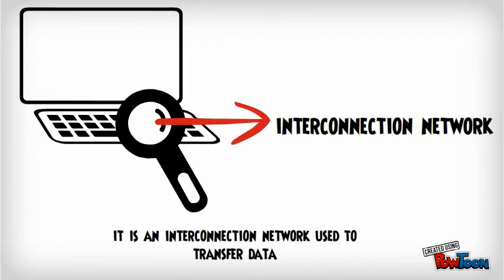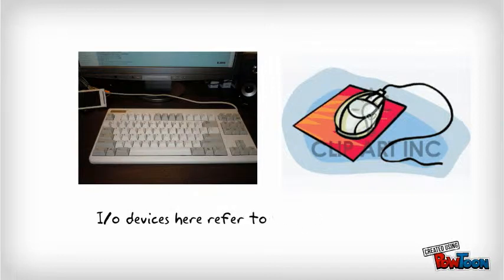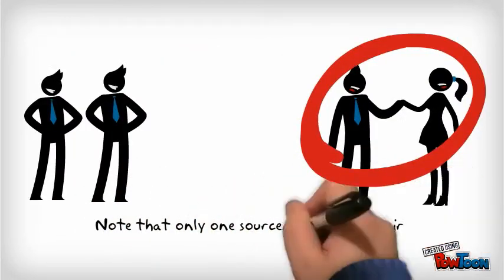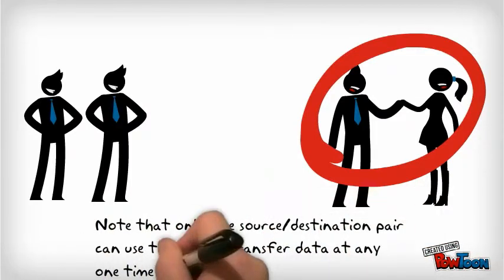It is an interconnection network used to transfer data among the processor, memory, and I/O devices. I/O devices here refer to things like keyboards and mice. Note that only one source destination pair of units can use this bus to transfer data at any one time.